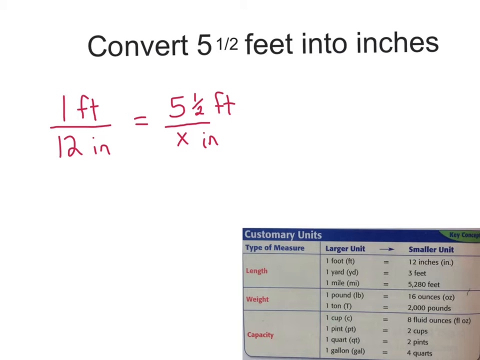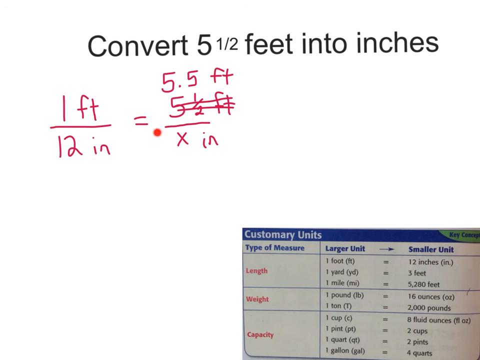Now the first thing I want to do in this one is convert my fraction to a decimal so I can use my calculator if needed. Now in my head I know that 1/2 is 0.5, so I could just write it that way, or if I needed to, I could use a calculator, do 1 divided by 2, and that would tell me what the decimal is for 1/2. So now instead of 5 1/2 feet, I've got 5 5/10 feet. That's the same.